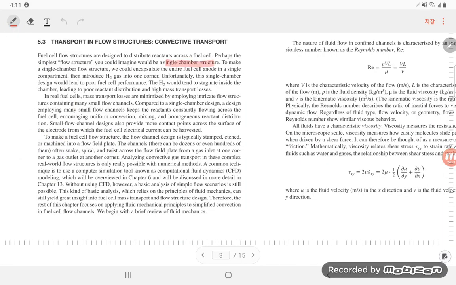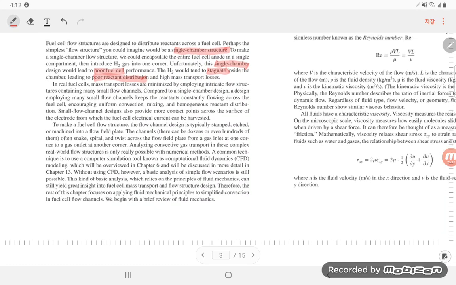Okay, single chamber structure. To make a single chamber flow structure, we could encapsulate the entire fuel cell anode in a single compartment, then introduce hydrogen gas into one corner. But unfortunately, this design would lead to poor fuel cell performance. The hydrogen gas would tend to stagnate at the corner inside the chamber, leading to poor reactant distribution and high mass transport losses.